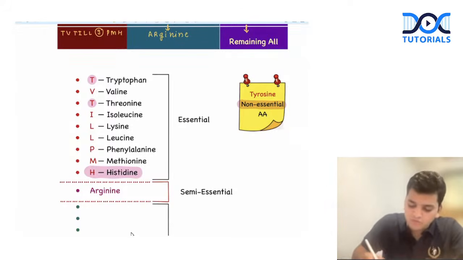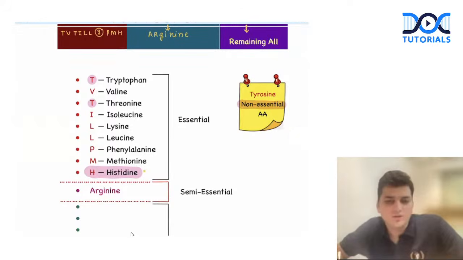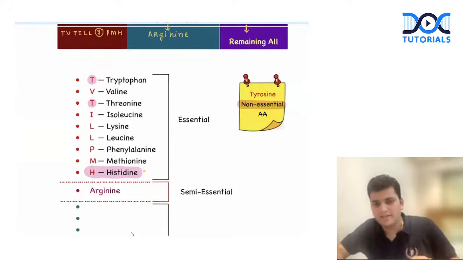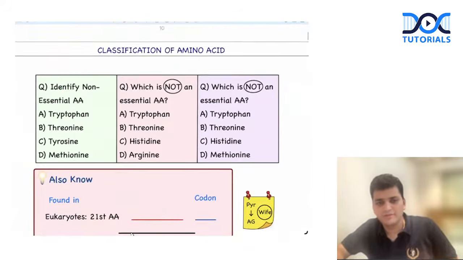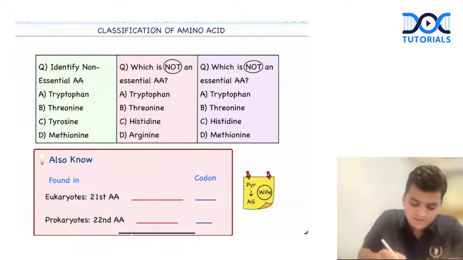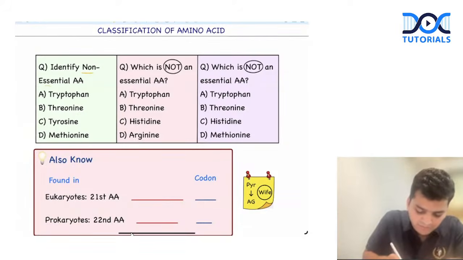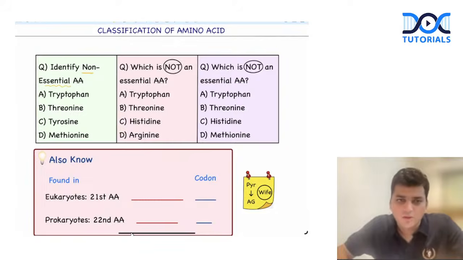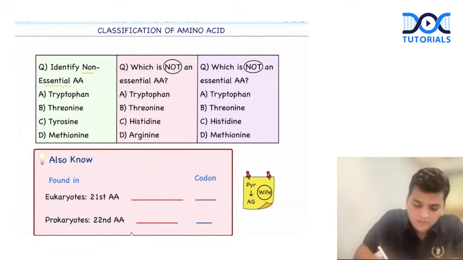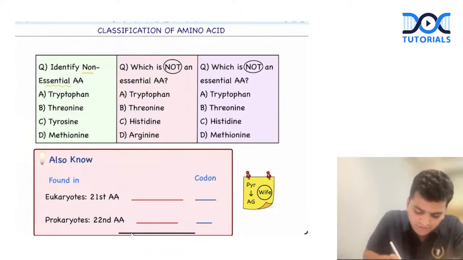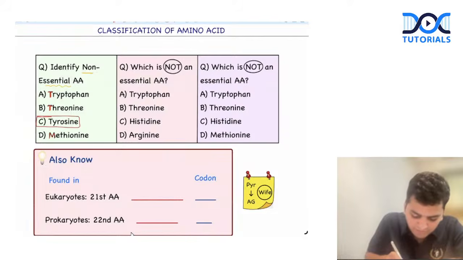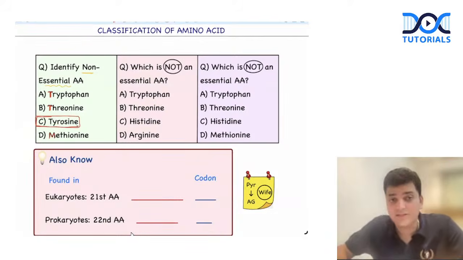Histidine, some books consider as semi-essential also. So now it is going to be a controversial question, and then we have to see the other options and based on that we need to decide. See how we will decide. Look at these questions and you give me the answers. Identify the non-essential amino acid. The options are TV TIL 9 PM H. So here it is TV TIL 9 PM H. And we know that tyrosine is non-essential. It starts with T, but it's non-essential.